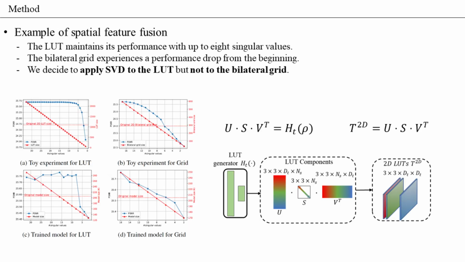After that, we try to adopt SVD for the 2D LUT and bilateral grid. The LUT maintains its performance with up to 8 singular values. The bilateral grid experiences a performance drop from the beginning. So we decide to apply SVD to the LUT but not to the bilateral grid. Our method predicts SVD components instead of 2D LUTs.